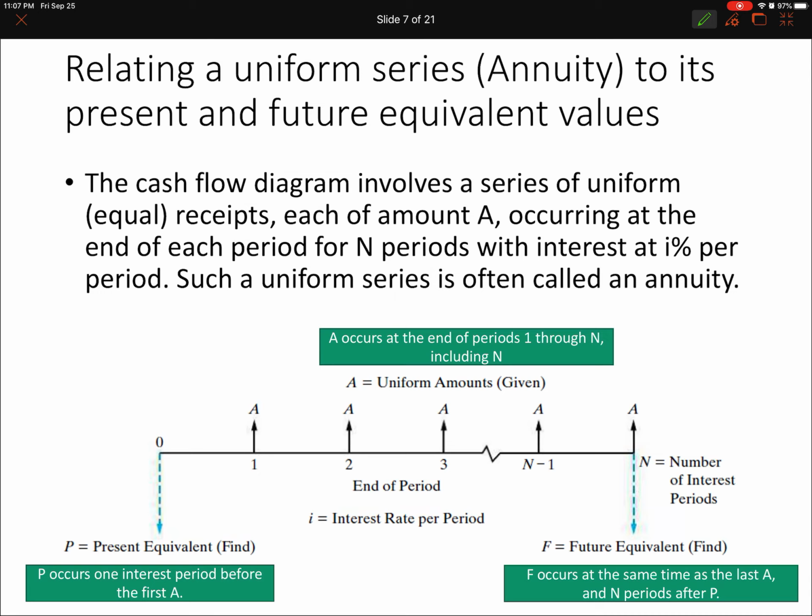In this class, we're going to learn what an annuity is and how we convert the annuity to P and F. So what is an annuity? Think about it. If you save the same amount of money every month in your savings account, that is an annuity. That's a uniform series of cash flow going into your account. Or if you get a paycheck from your employer, basically you have the same salary each month, and that same monthly salary is an annuity. That's what we call an annuity.